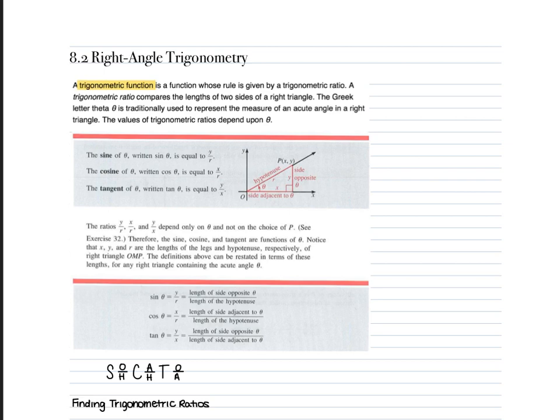Sine is y over r. It's your length of your opposite side over the length of your hypotenuse. Remember, your hypotenuse of any right triangle is always the longest side length. It's the side length that's across from the right angle. So if we look at sine, we're dealing with our opposite over our hypotenuse. Cosine is x over r, which is the same thing as our adjacent over our hypotenuse, and then our tangent is y over x, which is just our opposite over our adjacent.